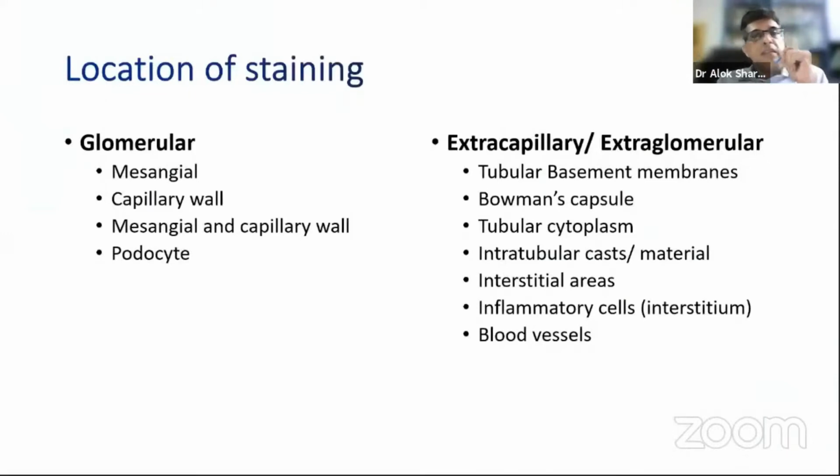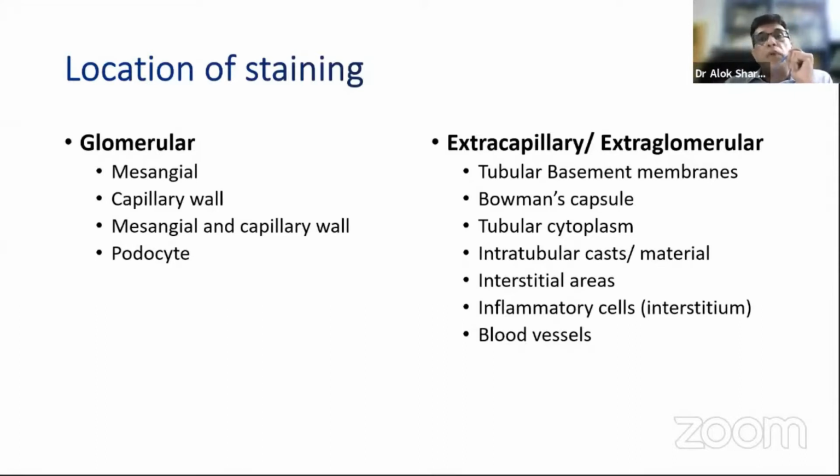So we'll just take this up one by one. As we just said, the glomerular staining pattern is slightly different. We talk about them in slightly different terms than the extraglomerular pattern. When we talk about the glomeruli, we try to localize the staining. So whether it is mesangial, whether it is along the capillary walls, or is it occurring at both places together? And in light of recent developments, we also need to look at the podocyte cytoplasm. I'll come to that in a while. We'll take up the examples.